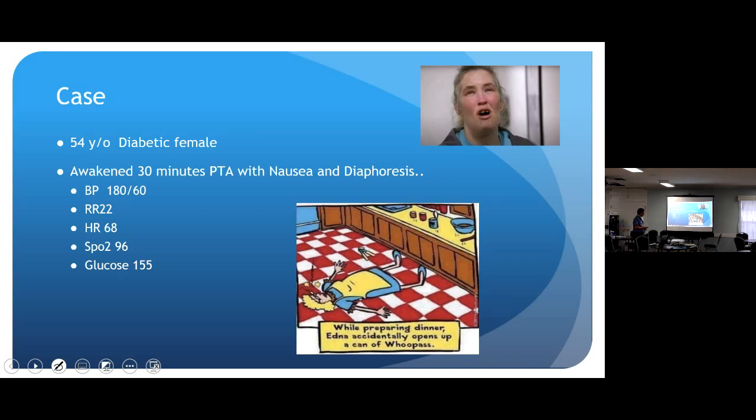So first case, we've got a 54-year-old female. She's diabetic, says she was awakened 30 minutes before you got there with some nausea and diaphoresis. First responders on scene said blood pressure is 180 over 60, respirations in the 20s, heart rate is 68. She's sat in 96%. I always recommend a glucose, gives you a lot of information. If it reads low, I can fix it, right? If it reads high, I know we got a problem. Everything else in the middle really doesn't matter to me, all right?